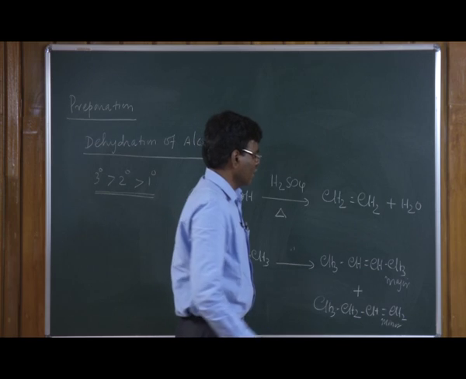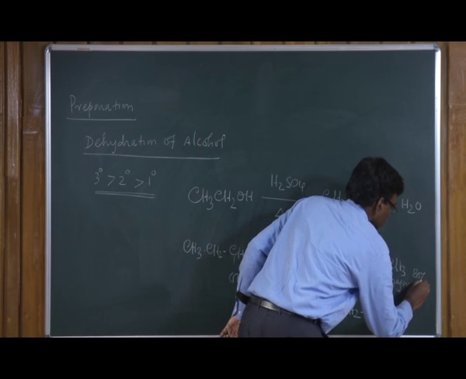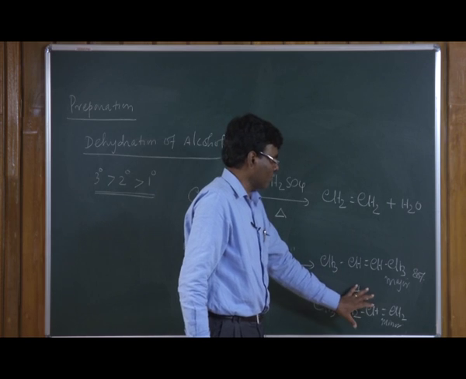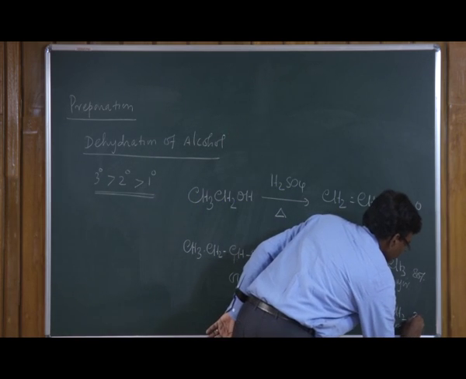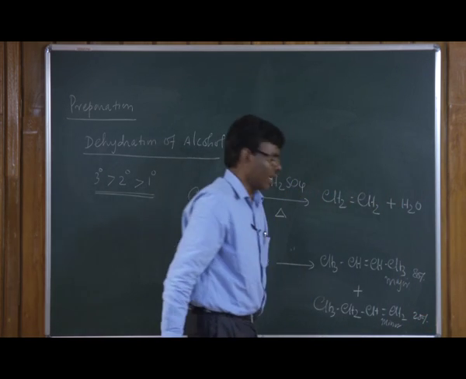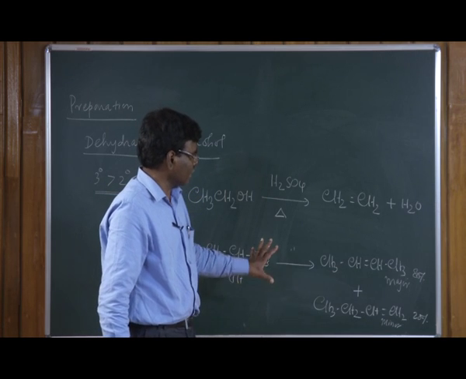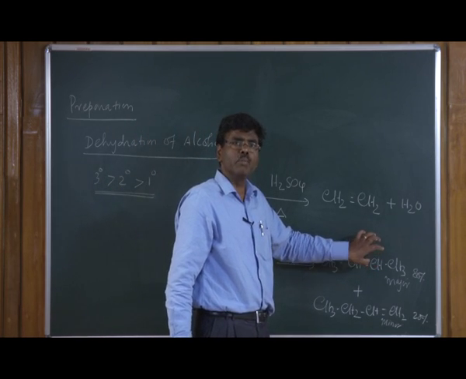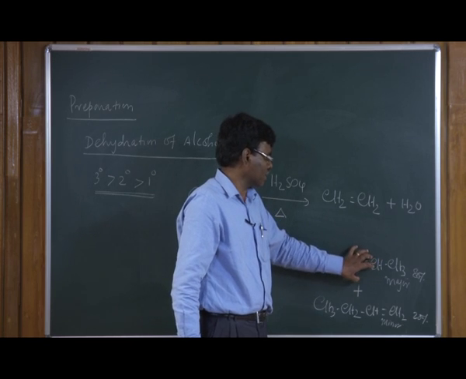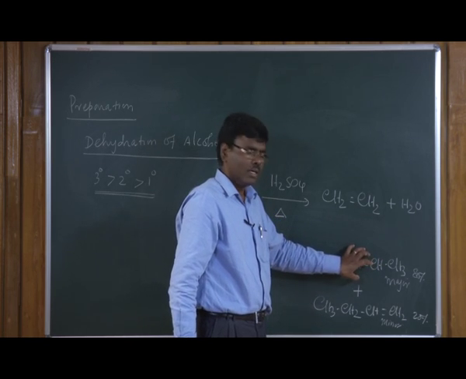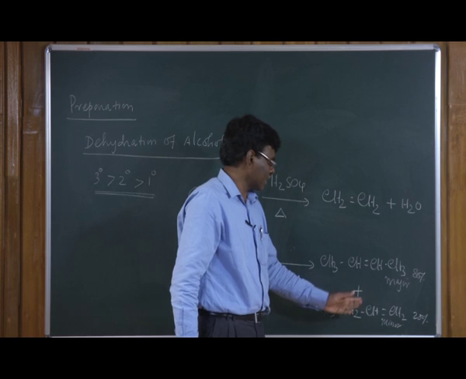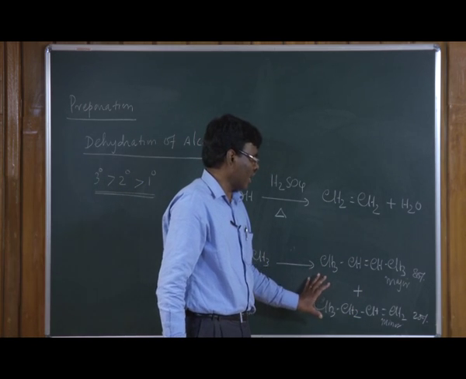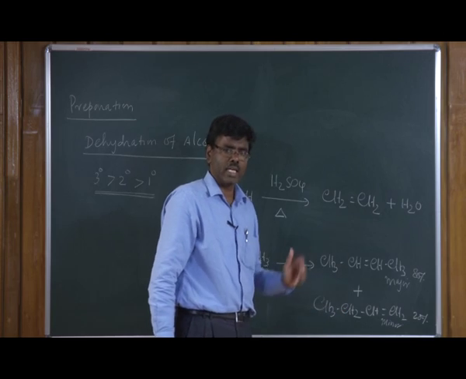About 80% formation of this alkene takes place, and the remaining 20% will be this alkene. These things we will study later, because when you have a more substituted double bond, it will be more stable. The formation of this alkene takes place quite efficiently compared to that. Now, let me show you the reaction pathway, how the formation of these 2 alkenes takes place.